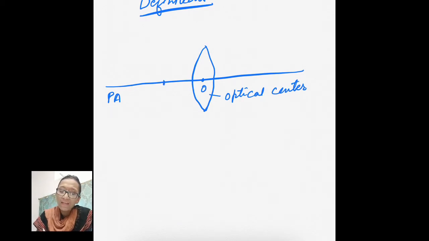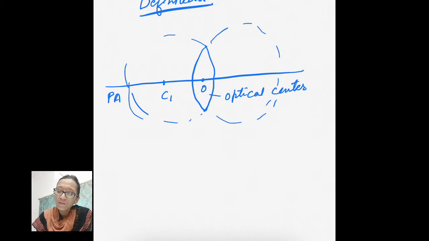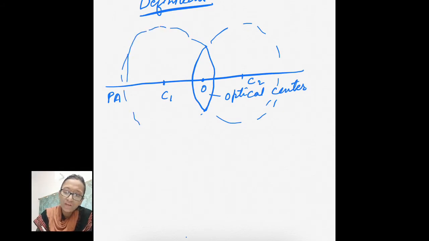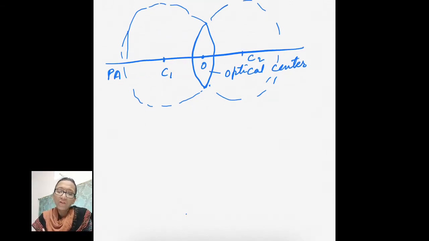Okay, and it has two centers of curvature. This is your first, C1, and if you produce the other surface, you will get the center of that surface. Here you have C2. So you could see that you have two centers for the two surfaces. Now let me define all these terms.